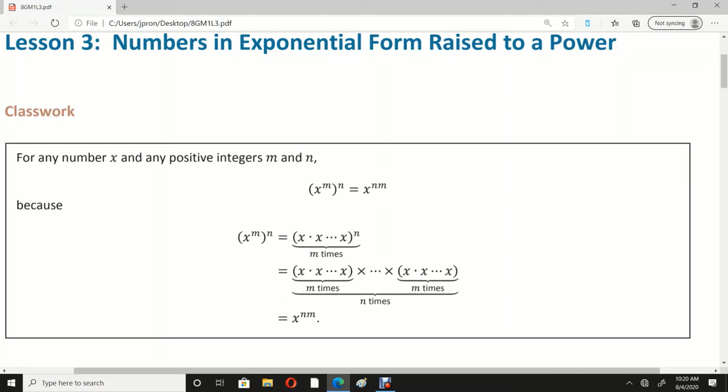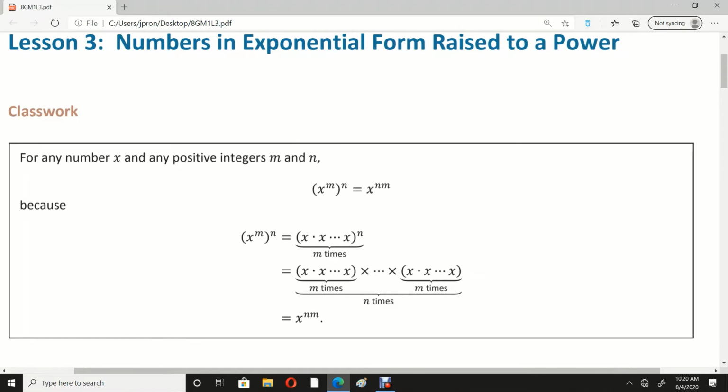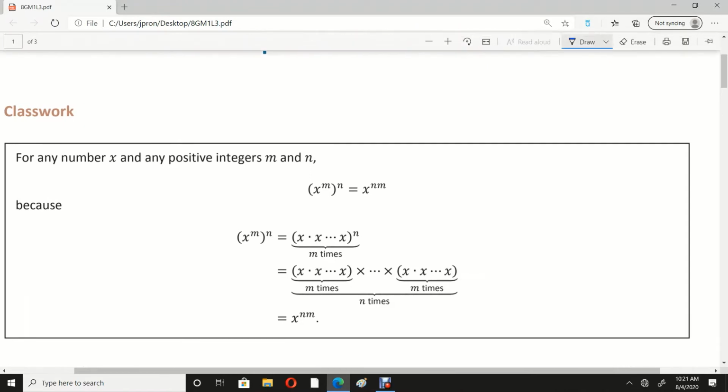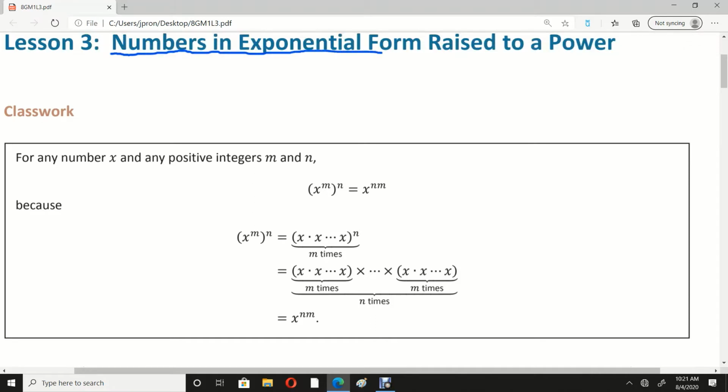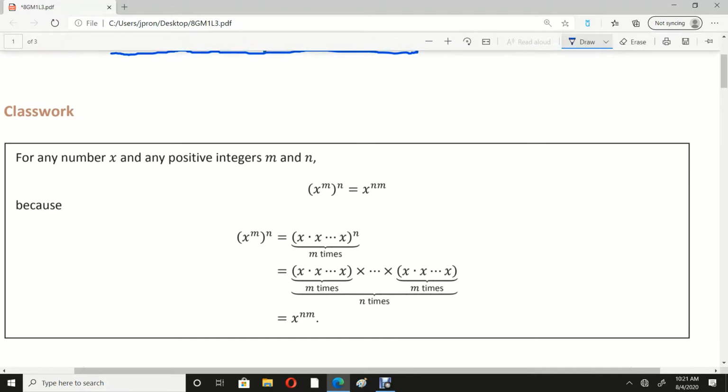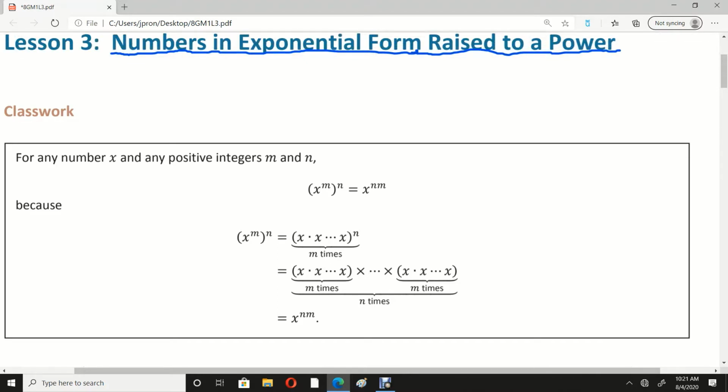Welcome back, 8th grade. We're in Eureka Module 1, Lesson 3, and we're going to be continuing our discussion on exponents by talking about exponents raised, the numbers in exponential form raised to a power, okay? And to start this lesson, I wanted to give you a little hypothetical here.